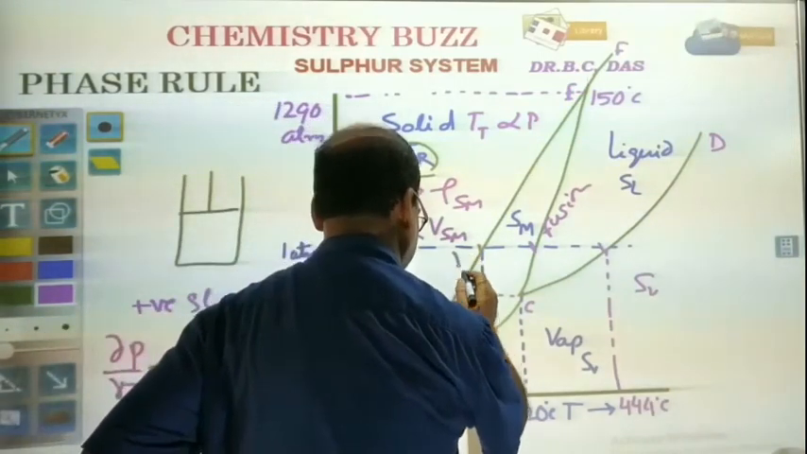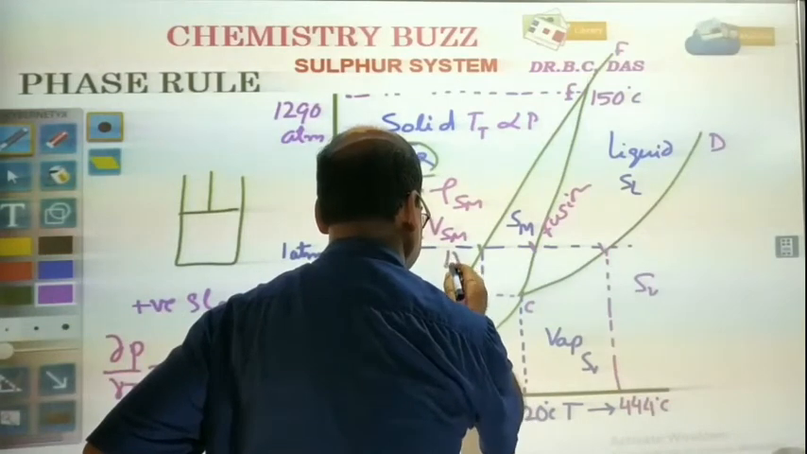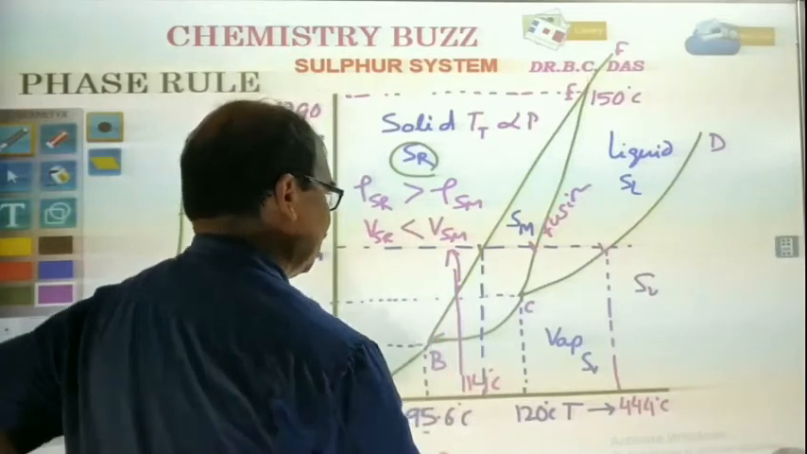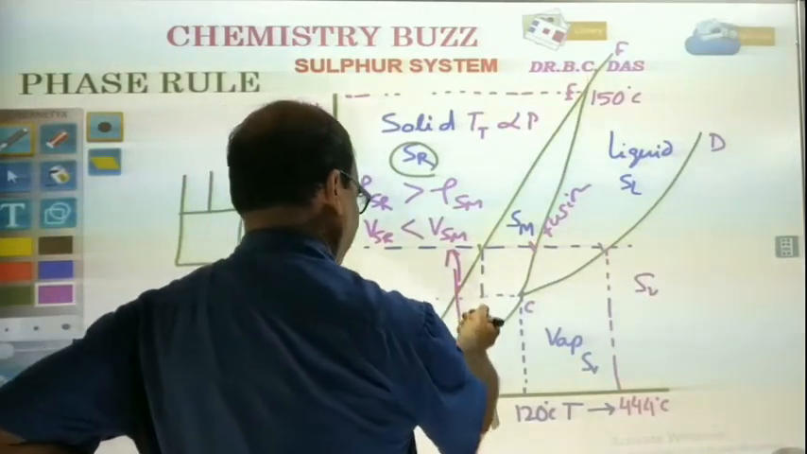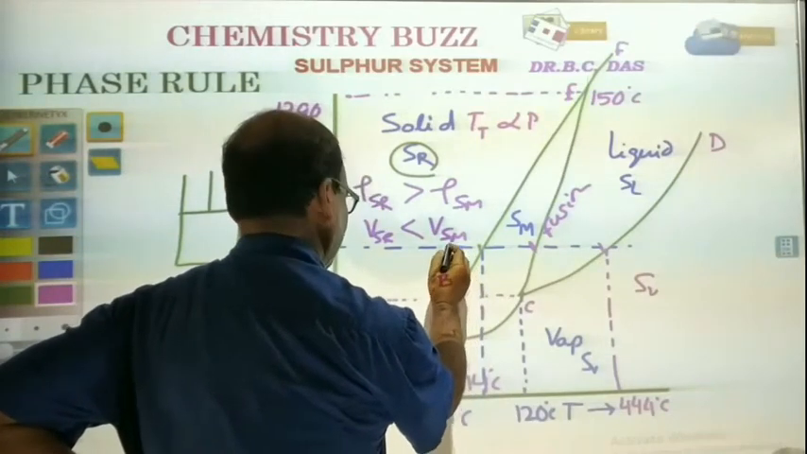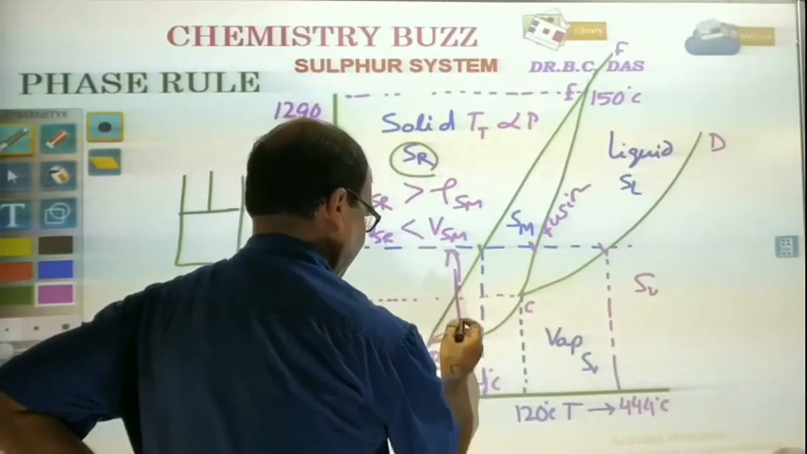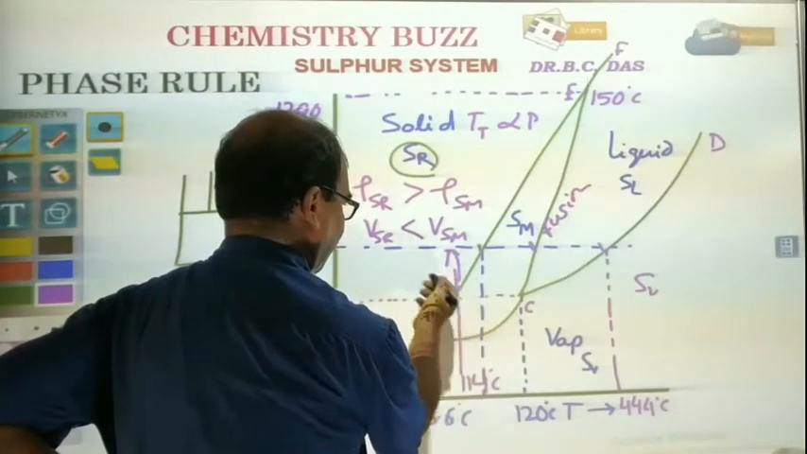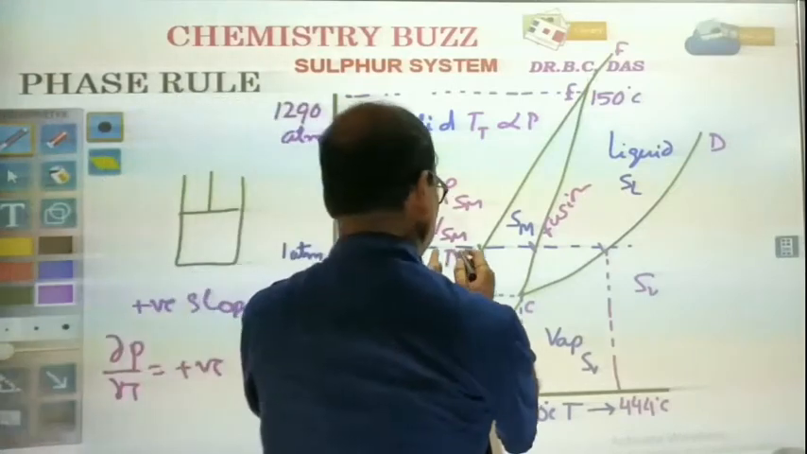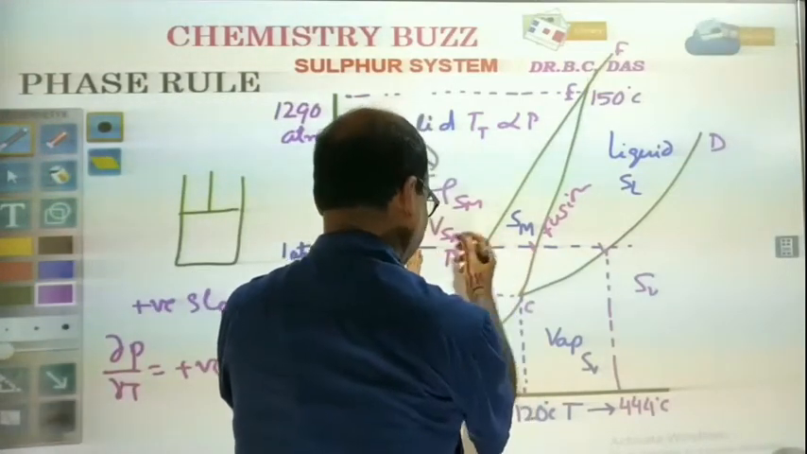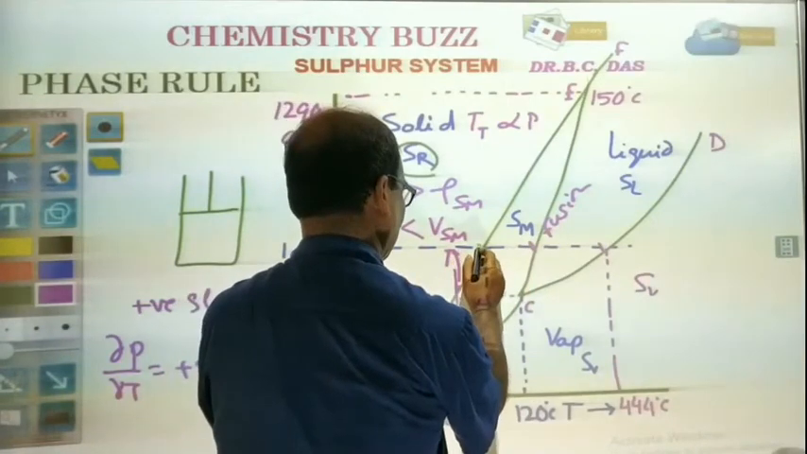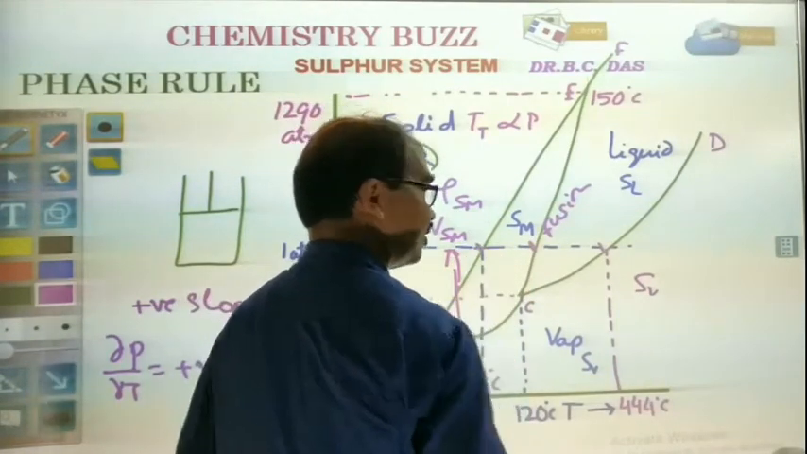keeping temperature constant. Suppose we have increased the pressure in this line, keeping the temperature constant. So what will happen? The point will shift to here at higher pressure. So the monoclinic sulfur will convert to the rhombic sulfur. Okay? And again, if you want to attain the equilibrium again, then we have to supply heat to reach this point. Okay?